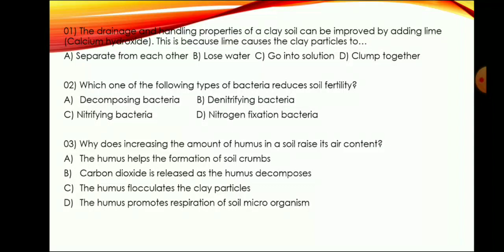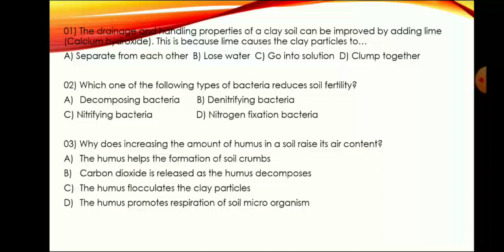That means when lime is added in a clay soil, then it clumps the particles of the soil together and is helpful for drainage and handling property of soil, strengthens it and becomes porous. So in such a way the soil becomes hard and the flow of water becomes more in such condition. So the correct answer is number D.